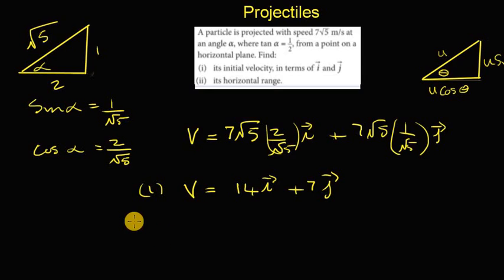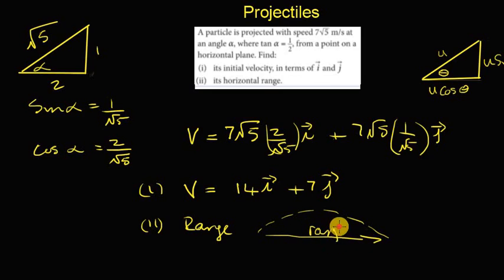Now it's the horizontal range, part 2. The range: if our projectile does this, then from here to here is the range. The range happens when s of y is equal to 0, when it lands on horizontal ground. So we're going to find s of x when s of y is equal to 0.